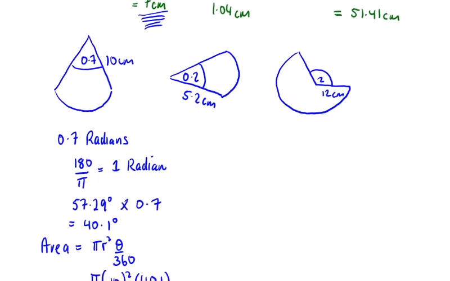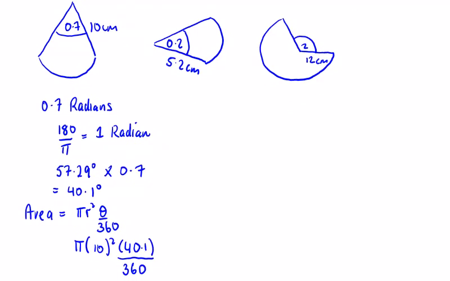Okay, so pause the video and try the next two before seeing the solution. So multiply 0.2, so it's a fifth of a radian, so it's a fifth of 57.29 degrees, rounded off to 2 decimals, which is equal to 11.458. We could round it off to 11.46, but we leave it at 11.458 because we're rounding off anyway. So that's in degrees. So the area is pi r squared by this 11 over 360.